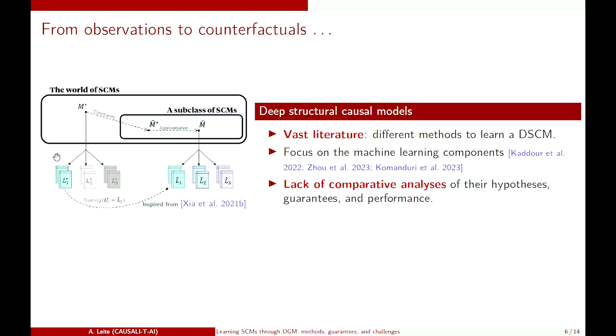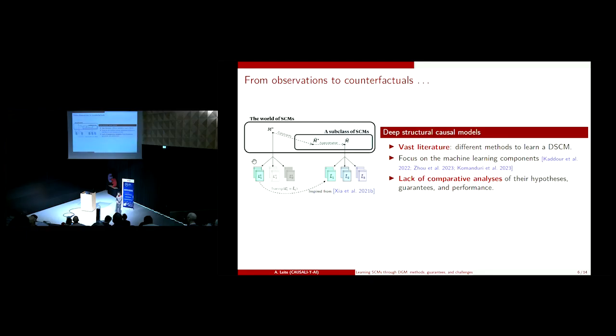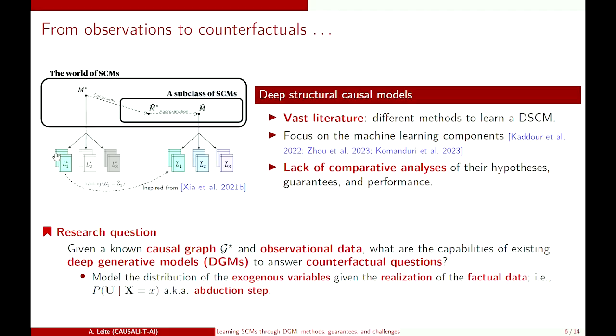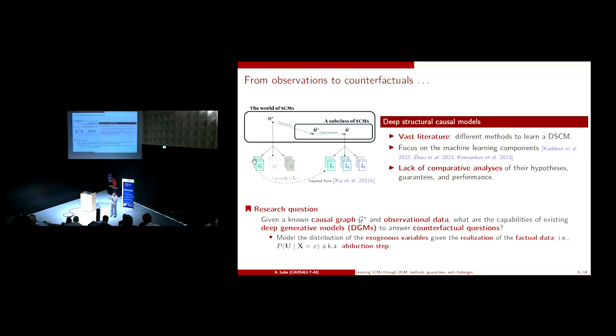Related to this, there is very rich literature today. Most of it focuses on the machine learning components. What we observed through this work is that there is no work comparing what guarantees I have when considering heterogeneous neural network architectures, what hypotheses I need to make to use different architectures, and what the performance of each of these works is. So we investigate this work from two different viewpoints.